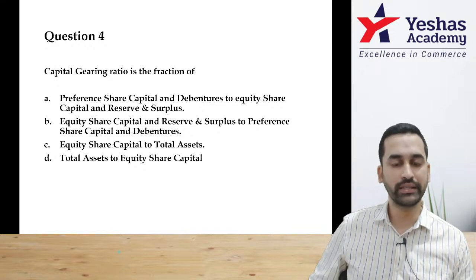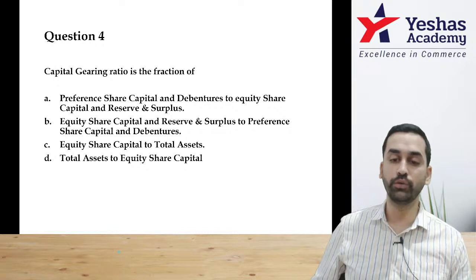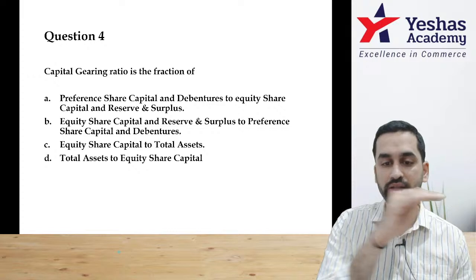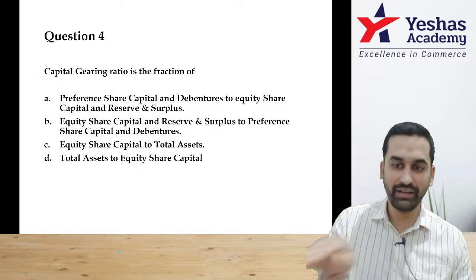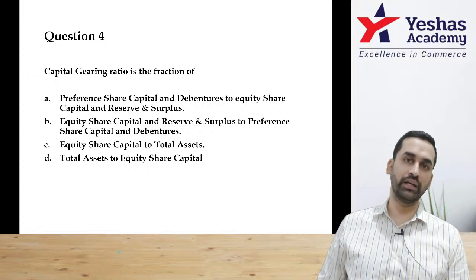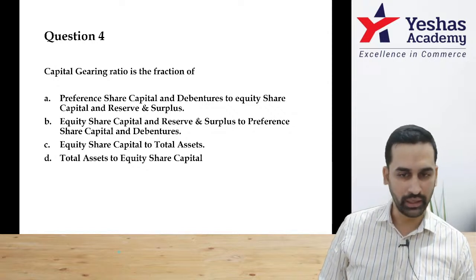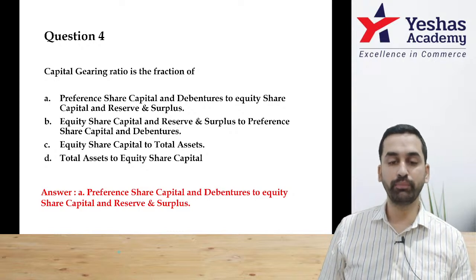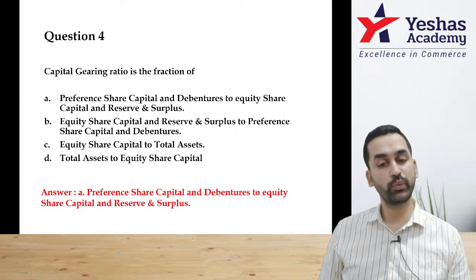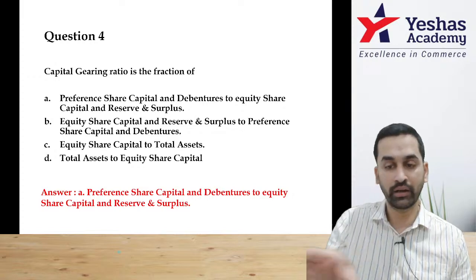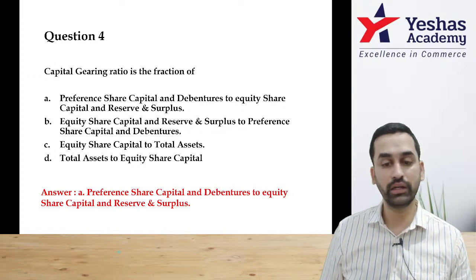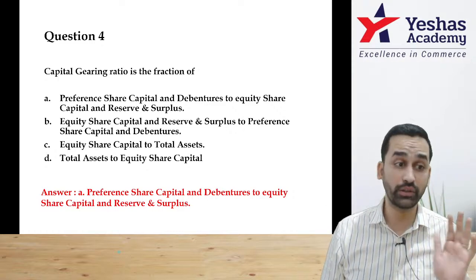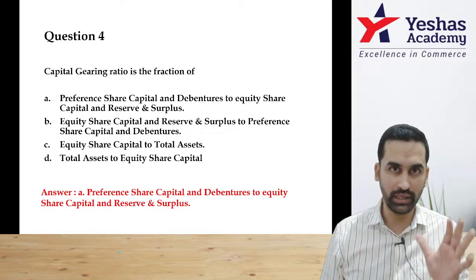Now you read option A: preference capital and debenture, numerator too. If there is a too in between, then preference and debenture will go to numerator divided by equity share capital and reserves, that means shareholders fund, correct? Option A appears to be the correct answer to me. But if you see option B, they've slightly confused it, saying equity share capital and reserves and surplus numerator divided by preference share capital and debenture. In this case, what will happen? Flexible funds by fixed return funds. That is wrong. Simple to understand.